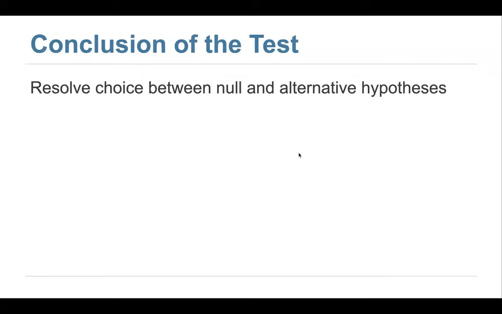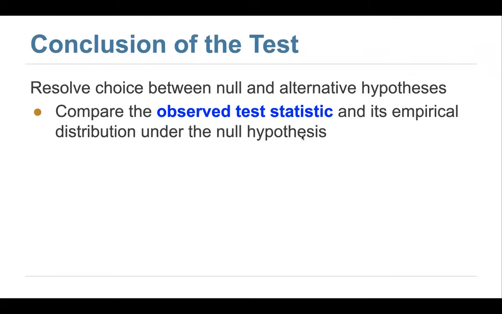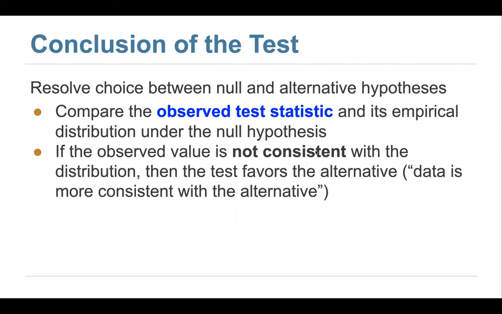And lastly, sorry, I know we're over time, but this is the last slide. The idea is we need to decide between the null and the alternative. The way we do that is we compare the observed test statistic with the empirical distribution simulated from the null hypothesis. If the observed value that we saw is not consistent with the distribution of the simulated values, that means the test favors the alternative. Typically, you write this as: the data is more consistent with the alternative.